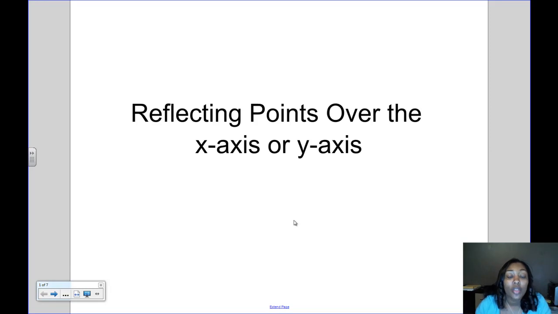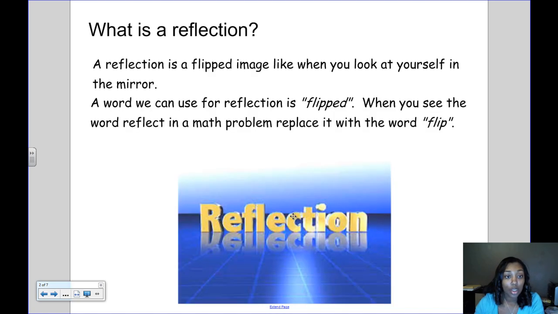So today's video is about reflecting points over the x-axis or the y-axis. So let's start with what is a reflection. A reflection is a flipped image, like when you look at yourself in the mirror. So basically, if you're looking in the mirror, you see a flipped image of yourself so that you can actually see your own face. Well, a word that we can use for reflection is the word flipped.